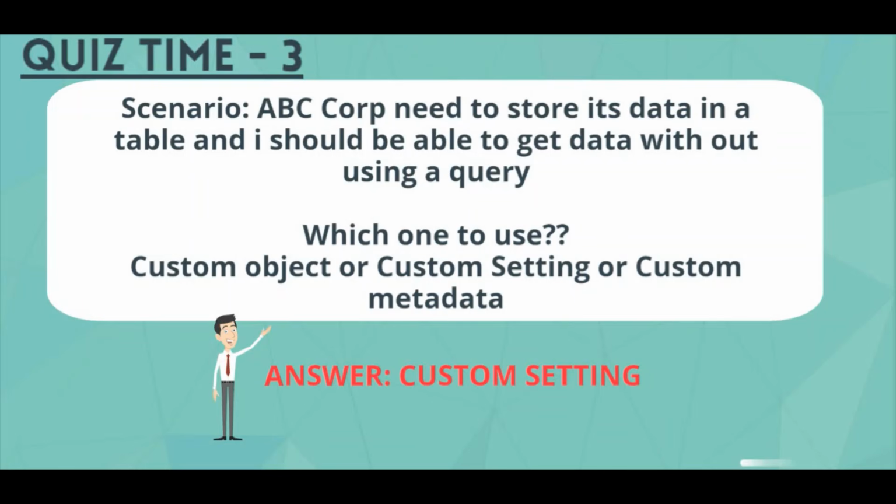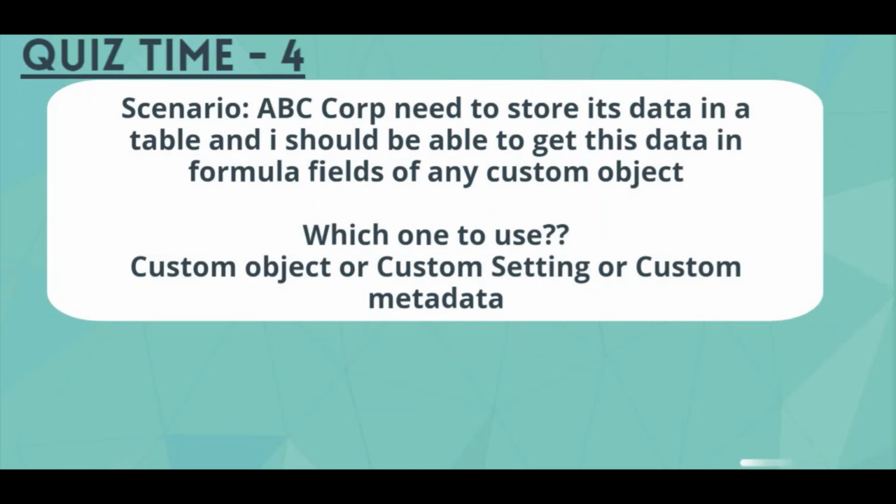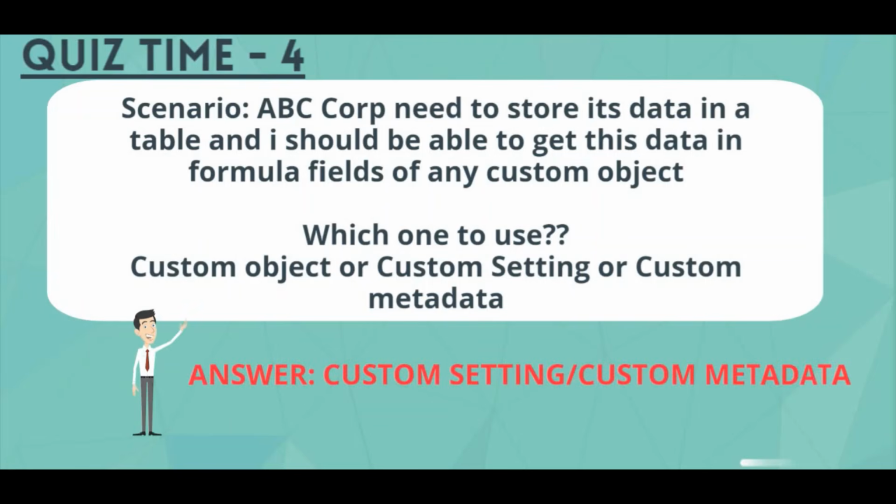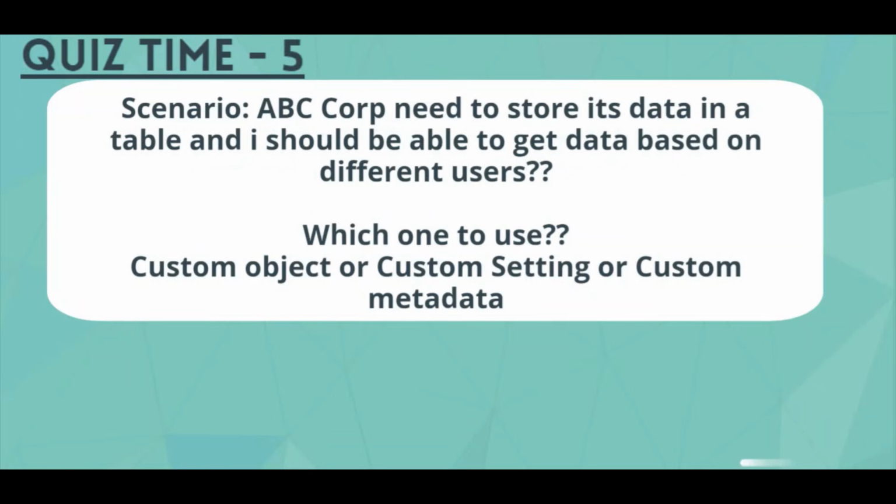Okay. Now question number 4. ABC Corporation needs to store its data in a table, and I should be able to get this data in formula fields for any custom objects. Which one to use? Custom object, custom setting, or custom metadata? Take time, it's a little tricky question. So the answer is both custom setting and custom metadata can be used in formula fields of any custom object. As I have shown in the demo, you can use custom setting or custom metadata in your formula fields, or for that matter validation rules, for any custom object. Clear?